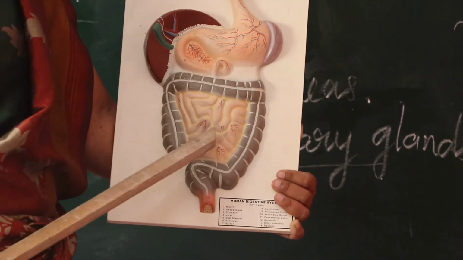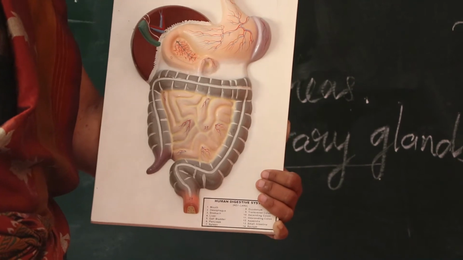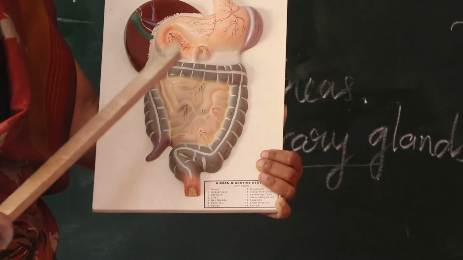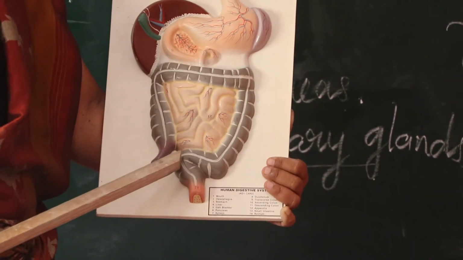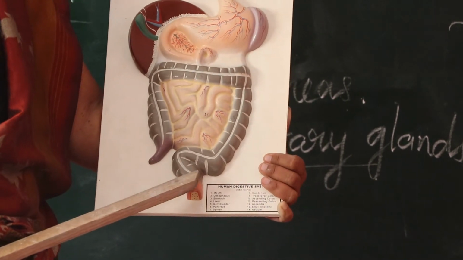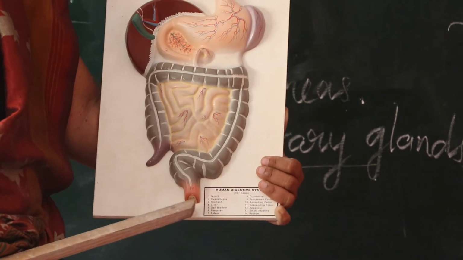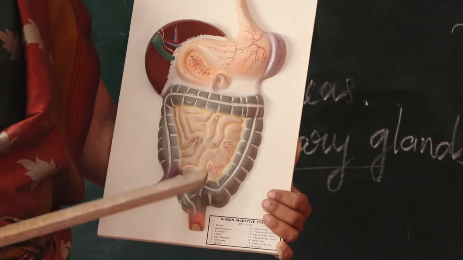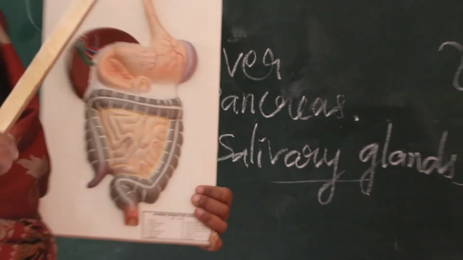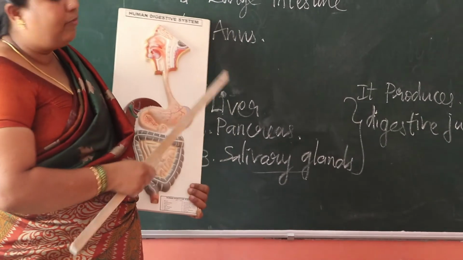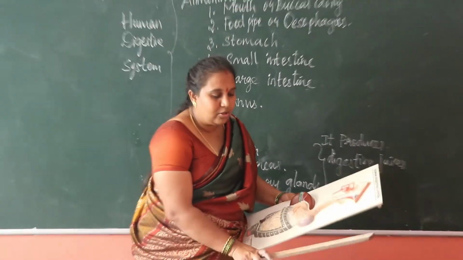Then the unwanted food items move on to the large intestine, and then to the rectum and anus, where they are excreted. Okay, so understood, children? Now let us see briefly about each one by one.